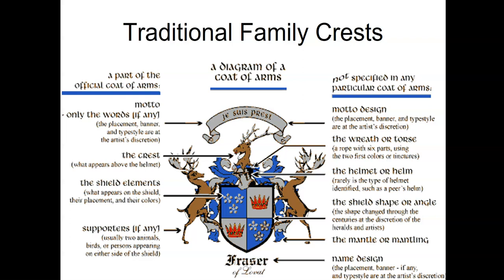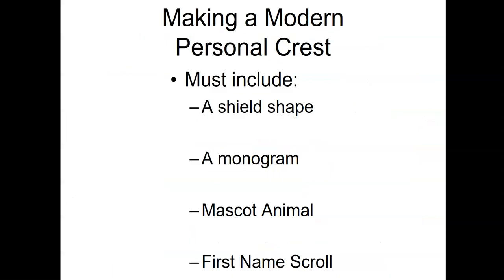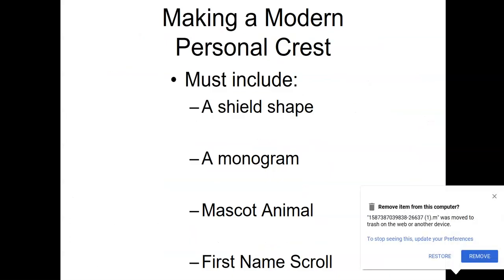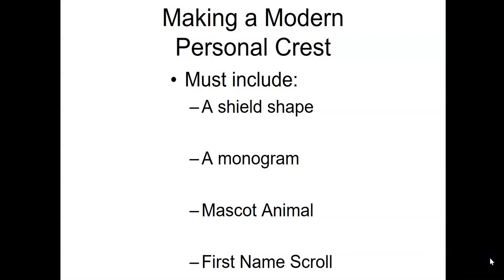Some of you might actually have family crests associated with your family, like your last name. But we are going to make a personal one that is not just about your family, but personally about you. So our modern personal crests are going to include a shield shape, a monogram, a mascot animal, and a first name scroll. So to explain what those things are.